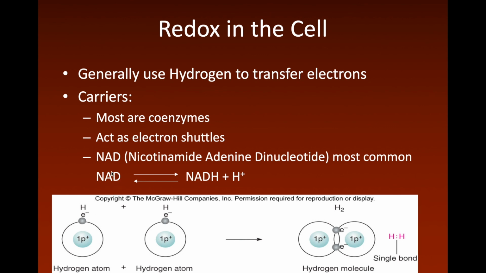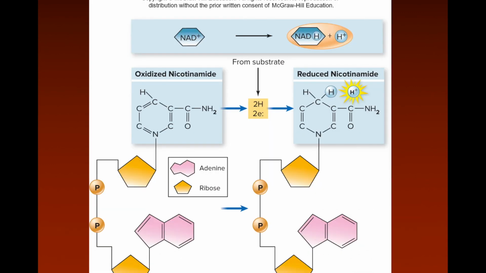So this is the oxidized form of NAD, and this is the reduced form of NAD. It's NADH plus H plus. And if you're confused on that, you can just see this image here. So again, NAD, or NAD plus, is the oxidized form, and this is how it looks.